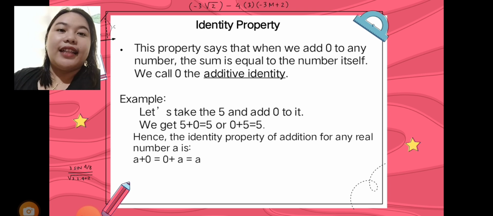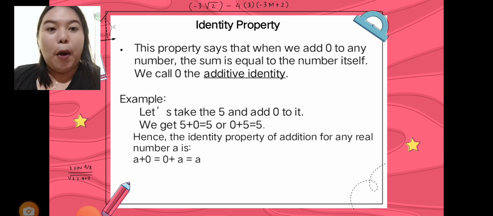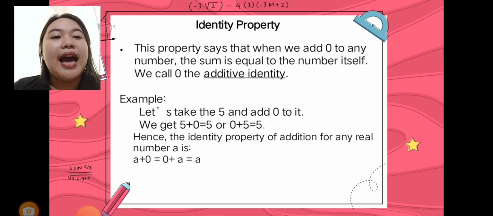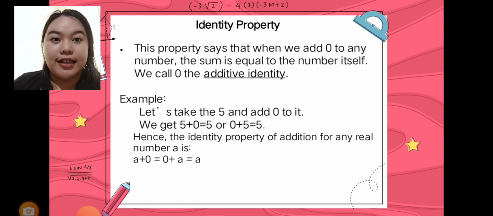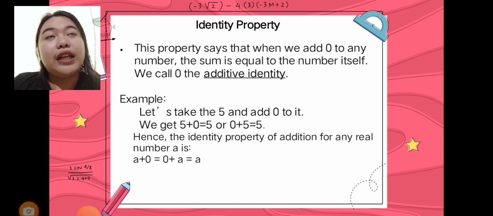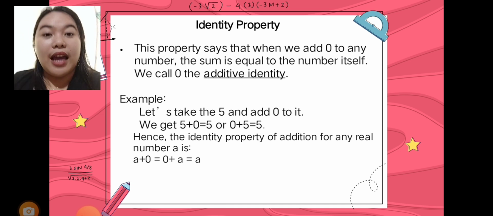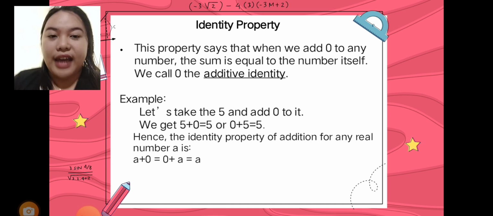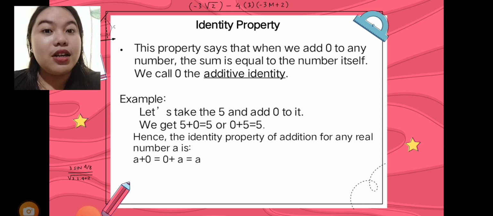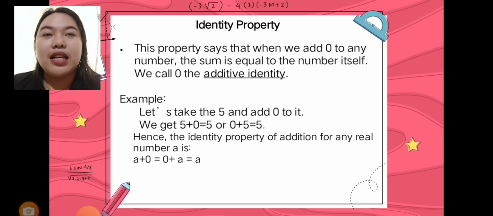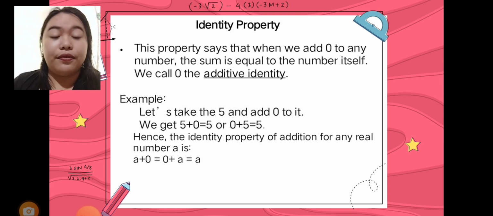So, lastly, the identity property. This property says that when we add 0 to any number, the sum is equal to the number itself. We can call 0 the additive identity. So, for example, if we add 0 to any positive number, the result is just itself. For example, 1 plus 0 is equal to 1, right? Since 1 plus 0 is still 1, it is equal to itself.